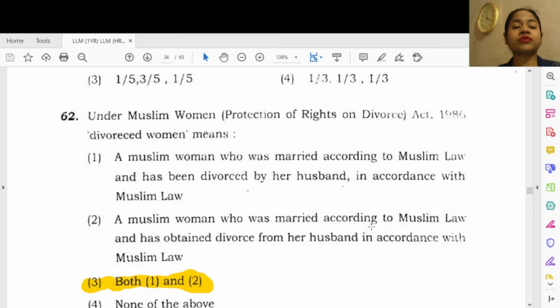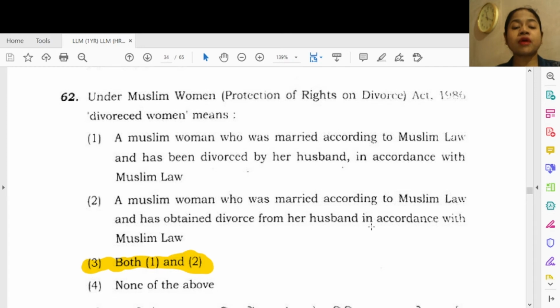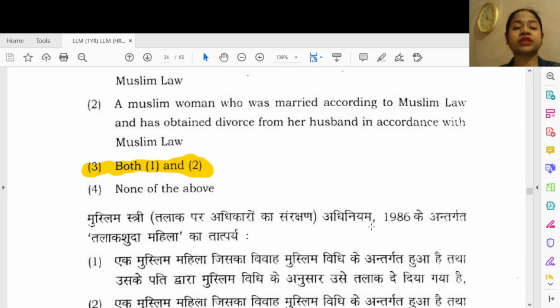Question number 62. Under the Muslim Women Protection of Rights on Divorce Act 1986, divorced woman means, option number 3, both 1 and 2. 1. A Muslim woman who was married according to Muslim law and has been divorced by her husband in accordance with Muslim law. 2. A Muslim woman who was married according to Muslim law and has obtained divorce from her husband in accordance with Muslim law.